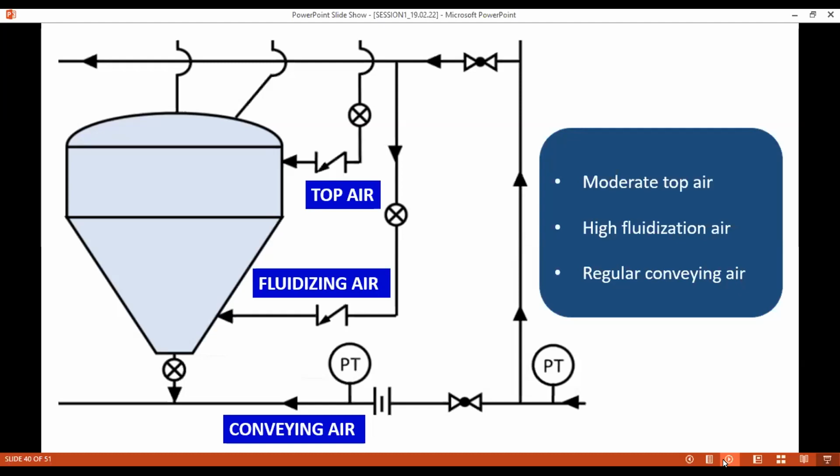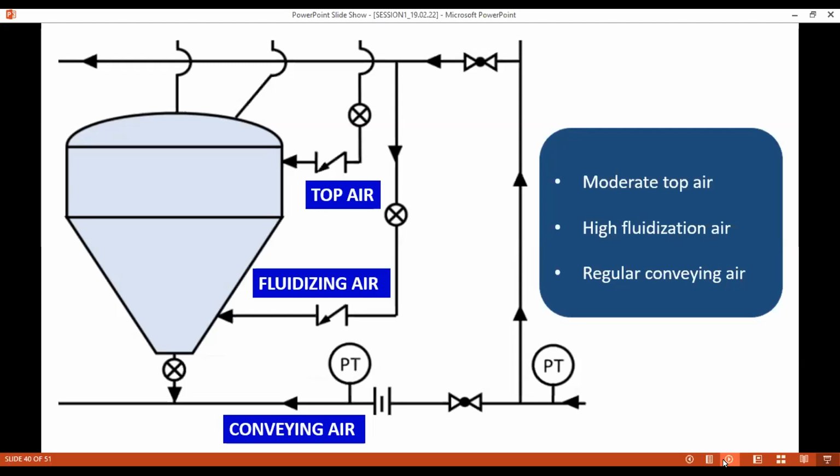Now, what we do to run it, we have done many trials and we have kind of expertise on that. So in that case, we give a moderate amount of top air, because with cohesive ash, what happens is if you give too much top air, it is going to make the ash compact. So we only give a moderate amount of top air, on the lower side, to be honest, but we give a high amount of fluidization air.